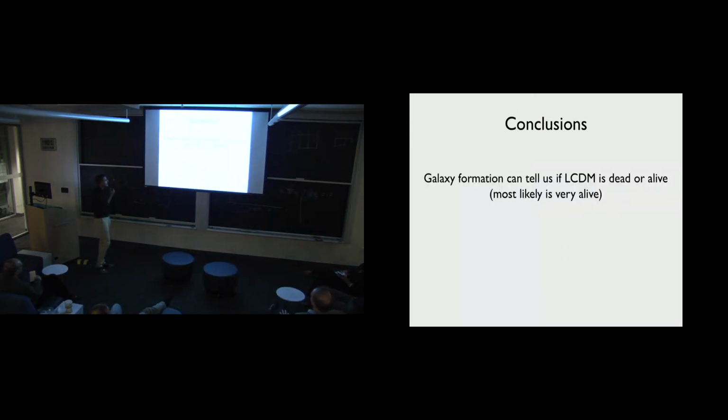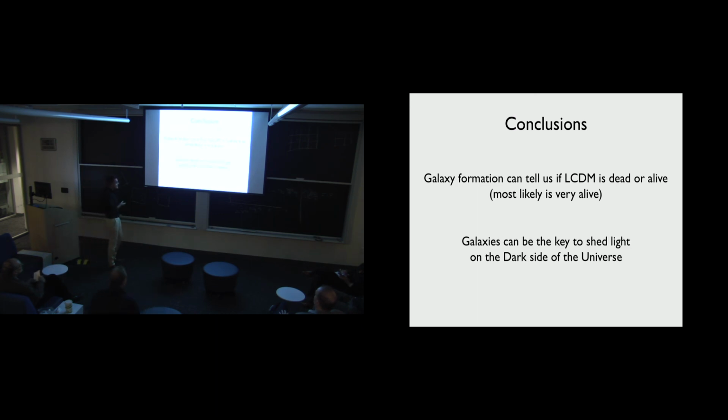So conclusions. Galaxy formation can tell us if cold dark matter is alive or dead, and I think it's pretty alive. There's no big problems for cold dark matter because galaxy formation can solve all of them. And galaxies can be the key to shed light on the dark side of the universe.